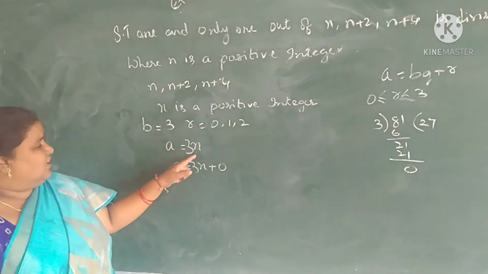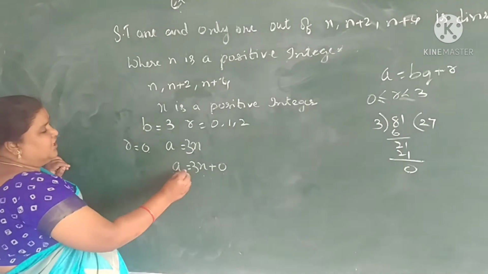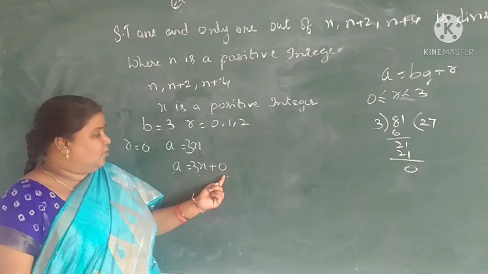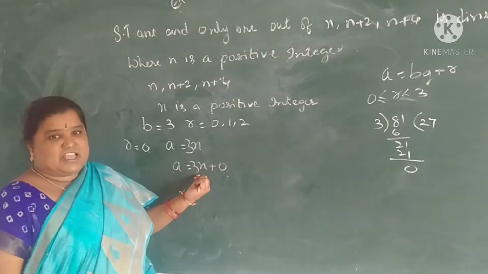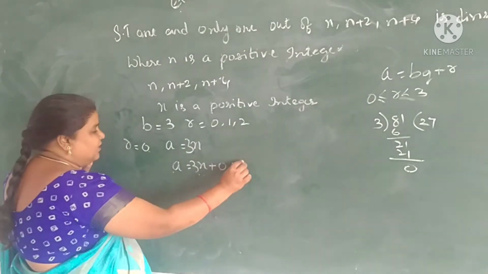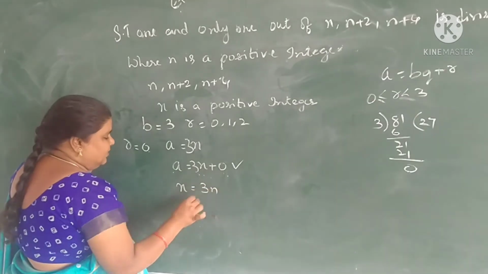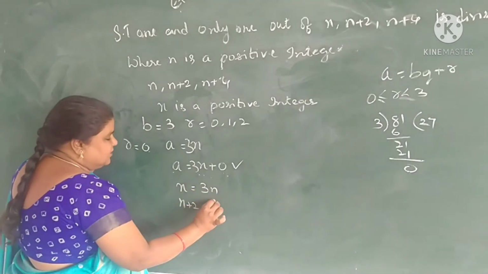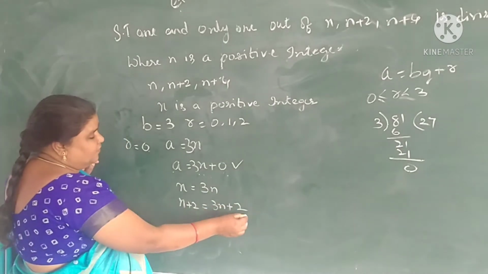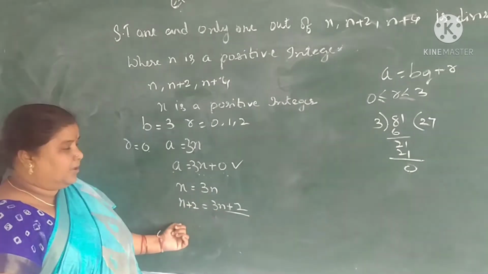Case 1: r is equal to 0. Now a is equal to 3n plus r, so a is equal to 3n plus 0. The remainder is 0, which means 3n is exactly divisible by 3. So it is divisible, right? Now we are going to take n plus 2, that is 3n plus 2. So we are getting remainder 2, so it is not divisible by 3.